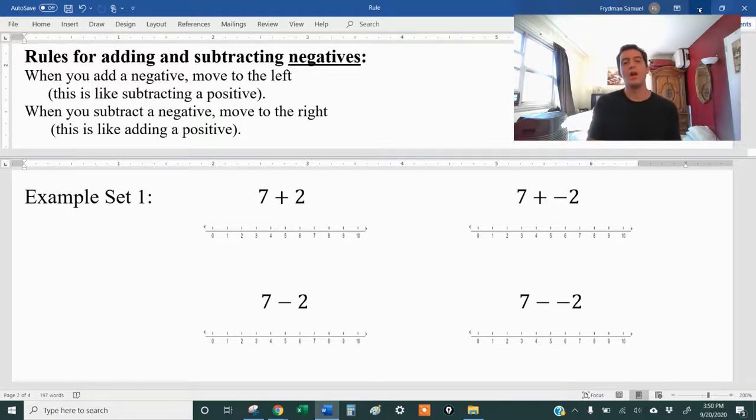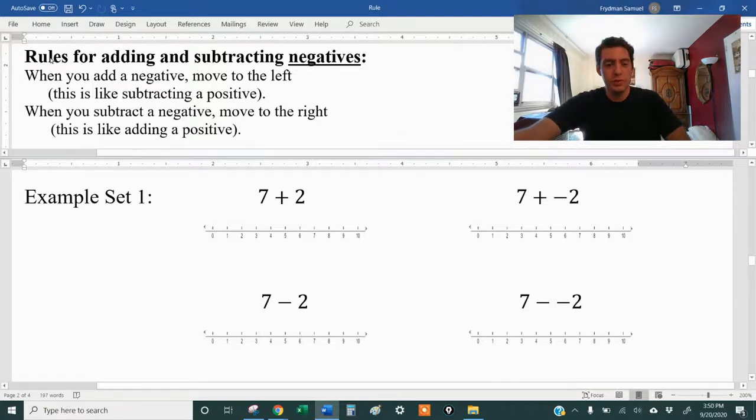So in this video, we're going to see some examples of what to do when the second number is a negative number. Now, here are the rules for adding and subtracting negatives. When you add a negative, you move to the left. And when you subtract a negative, you move to the right. Let's do some examples down here.